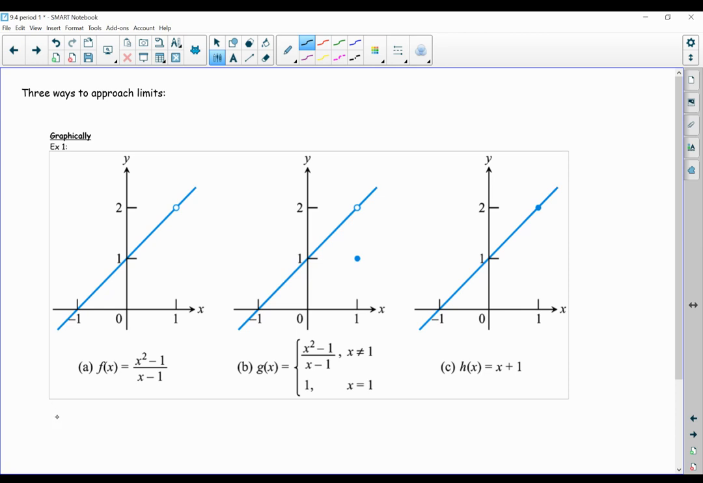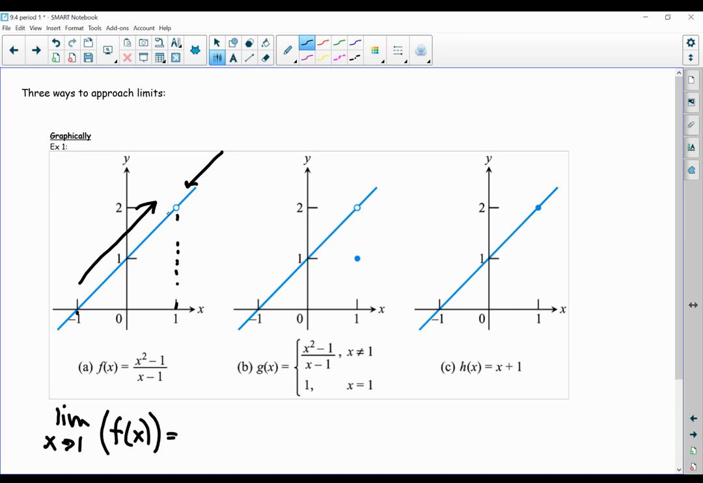Now, if I wanted to find the limit as x approaches 1 of f of x, that means I need to go towards this x value. So, and I'm going to come from both ways. So if I come from the left and travel along the function, or if I come from the right, it looks like as I get close to 1 that the value of the function is about 2.